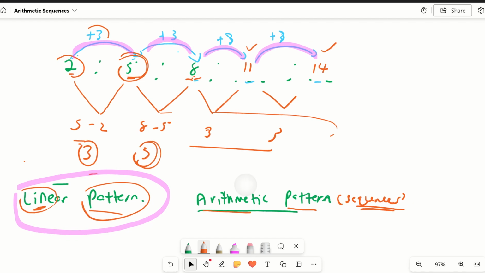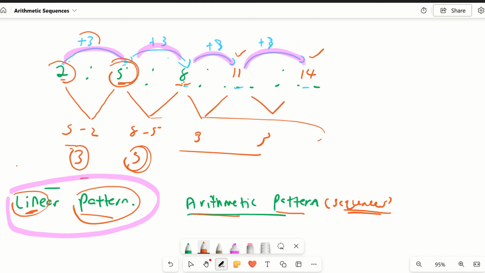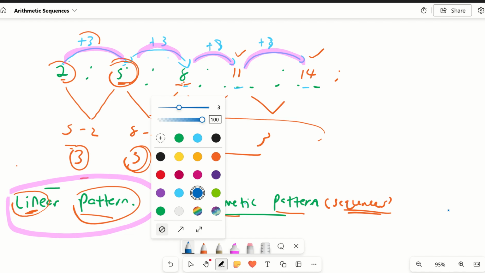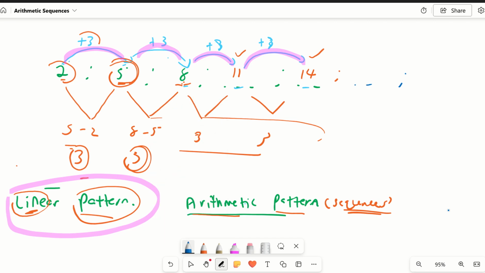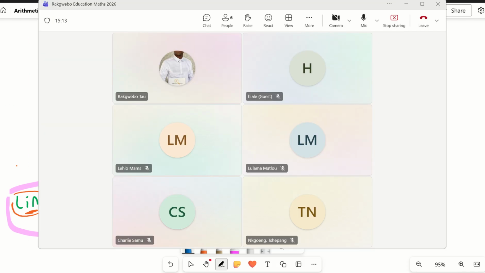So now, can you quickly find me the next two members of the pattern? Can you quickly tell me what are the next two? All right, 17 and 20. Proper stuff. We're all in the same boat. 17 and 20.